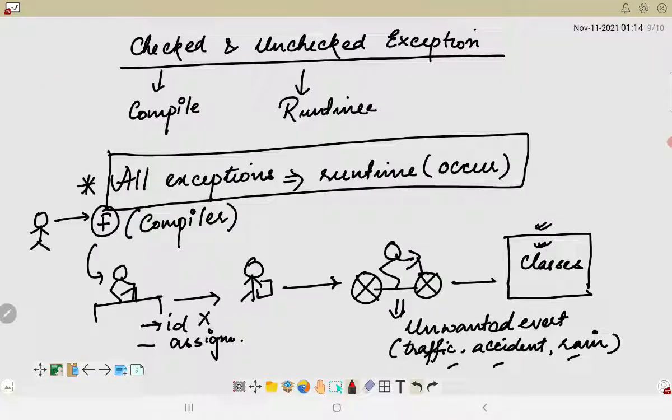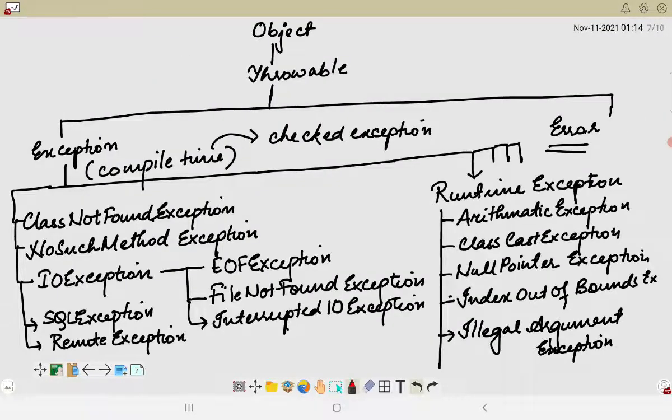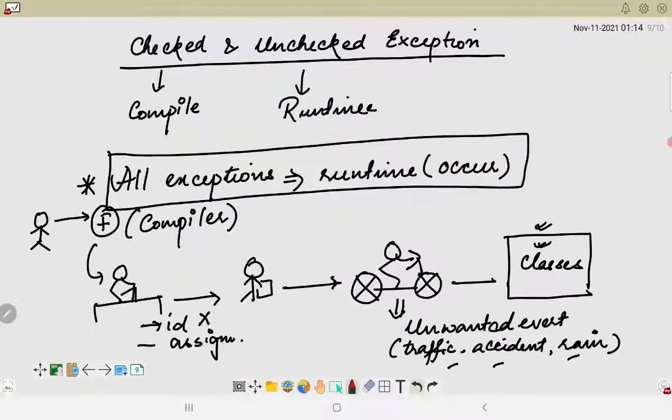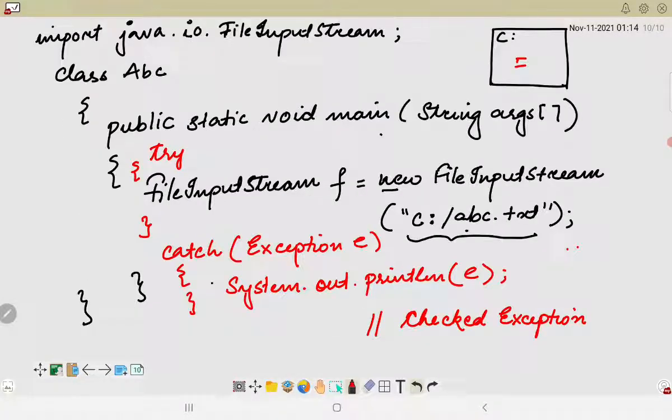So if we are considering this kind of exception, all the compile time exceptions will be under this category. That means in the compile time itself we will get an indication that there is an unreported exception that we need to report immediately.